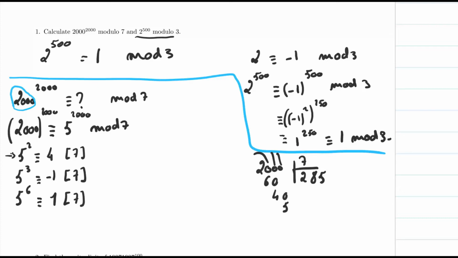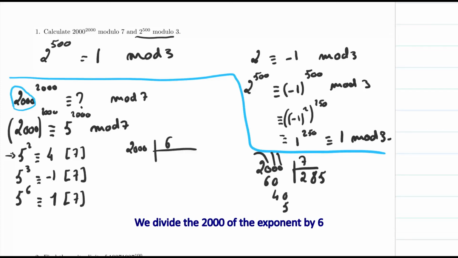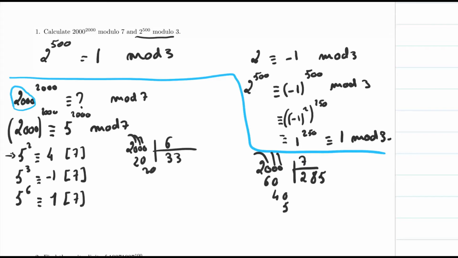The trick is the following now. Divide 2000 by 6 and look for the remainder. So 20 divided by 6 is 3, and I have a remainder of 2. Again 3 with a remainder of 2. The remainder of the whole division is 2. So I can say the 2000, this time in the exponent, this 2000 is the one that interests me now, is equal to 6 times 333 plus 2.